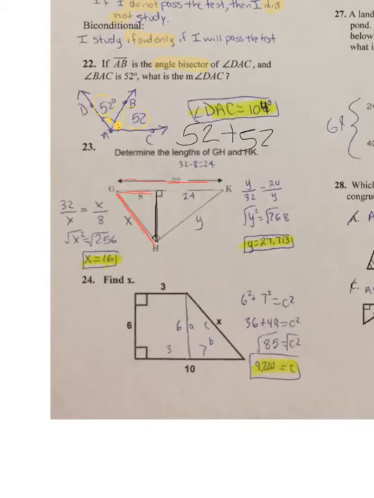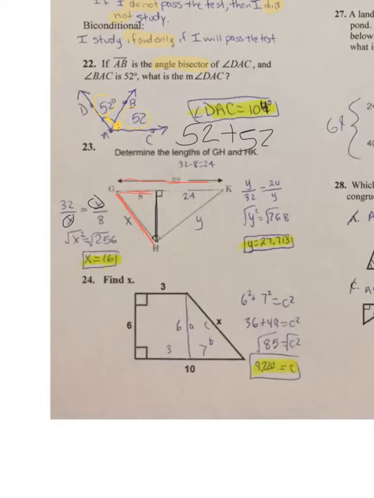Remember, the X value, the geometric mean, will be diagonal to itself, and then the other two values you use go across. Cross multiply, you get X squared equals 256. Square root both sides. The square root is actually 16.